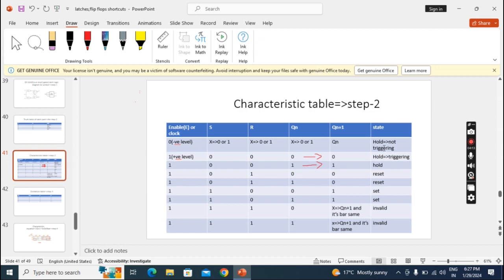But what's the difference between this hold and the earlier two holds? That hold was happening because of no change in the circuit. No change means the circuit is not responding; it stays as it was previously. But here it is responding, but it is giving the same output as previous. That is the triggering. That is the meaning of triggering. That you have to observe.